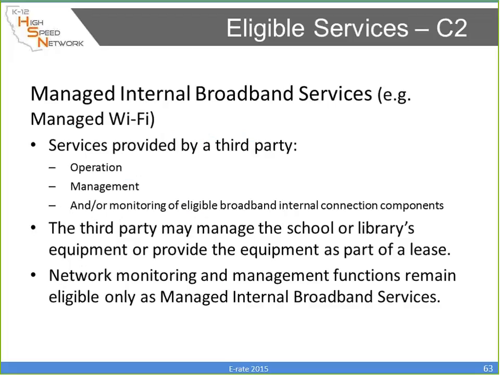Managed internal broadband services. We're now on the second year of this new category of E-rate eligibility. These will be services provided by a third party, the operation and management or monitoring of this equipment. That's all the managed internal broadband services. It says here, for example, managed Wi-Fi. That is the most common example used. It isn't the only example, but it's the only example that's ever been presented. So if there's other managed internal broadband services, we'll see what the applications prove to us this year.